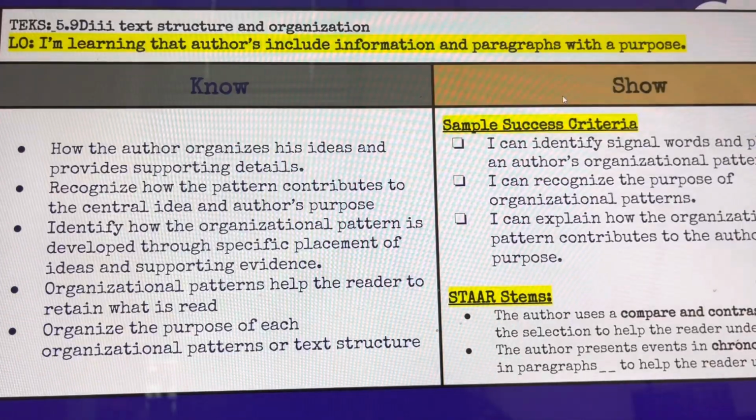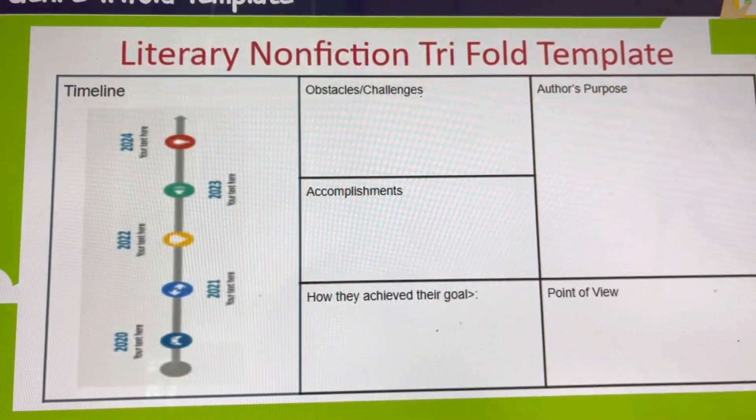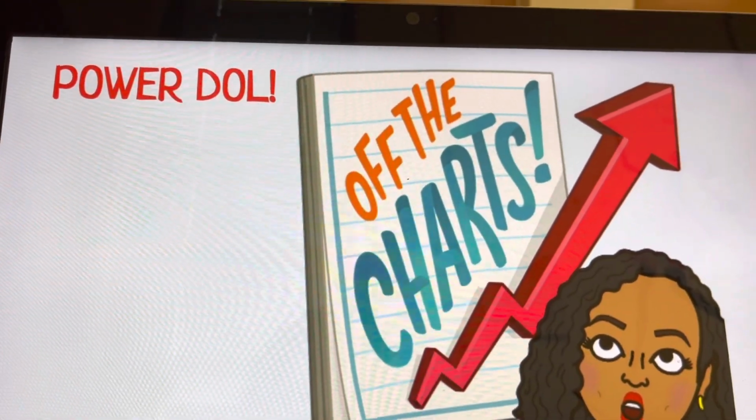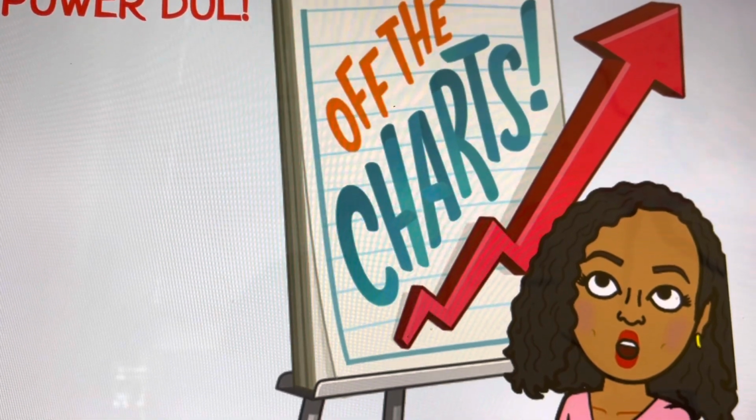And then we go over some anchor charts, our no-show chart. These are the star question stems. This is the trifold for nonfiction. And then we go over our power DOL. I'll move this up, where the expectation is they need to complete that. And we make sure we have an exemplar for that as well.